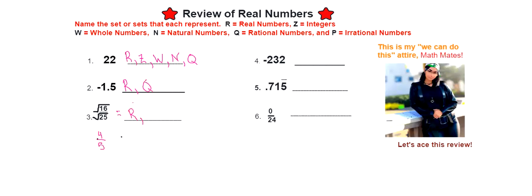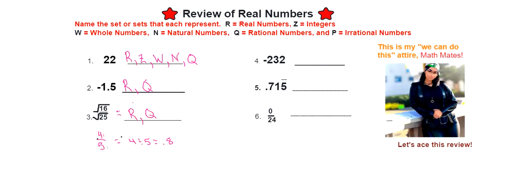4/5 is 4 divided by 5, which is 0.8. That's a decimal. Since it's a decimal, it can't be a whole number, it can't be an integer, and it can't be a natural number. Now, 4 is an integer and 5 is an integer. You have an integer divided by an integer, which makes it rational. Or you can just look at the 0.8. 0.8 ends, so it's rational.